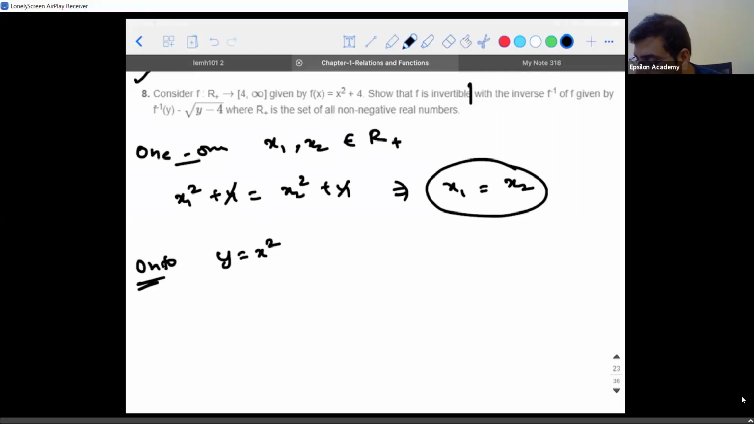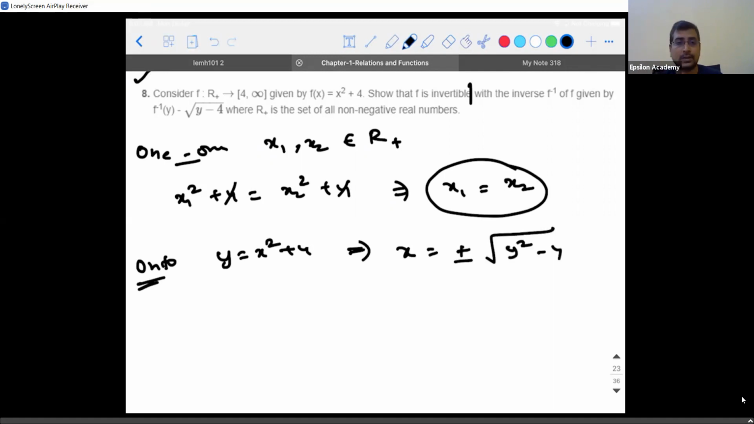y is equal to x square plus 4, which implies x is equal to plus or minus root of y minus 4. Sorry, plus or minus root of y minus 4. Yeah, y minus 4. But what correction should I make here? Sir, it's not plus or minus, it's just plus, because the domain is positive, root of y minus 4.